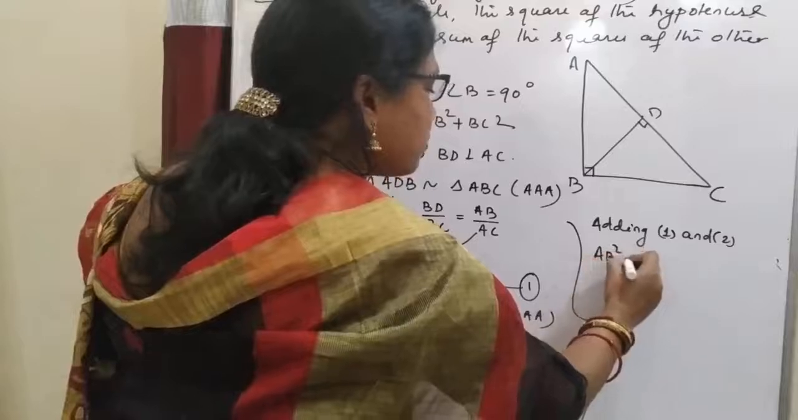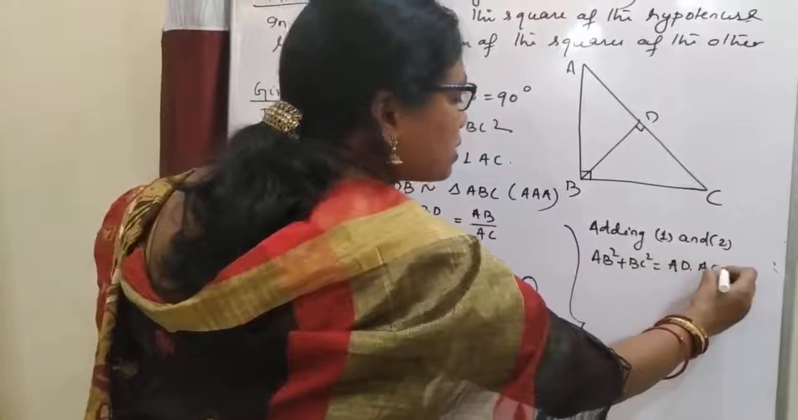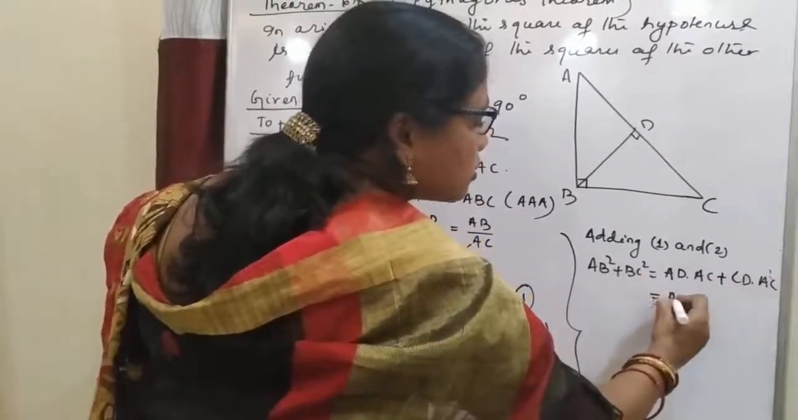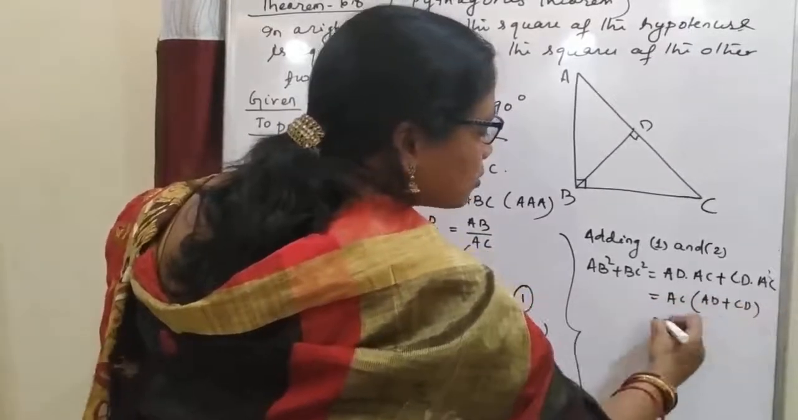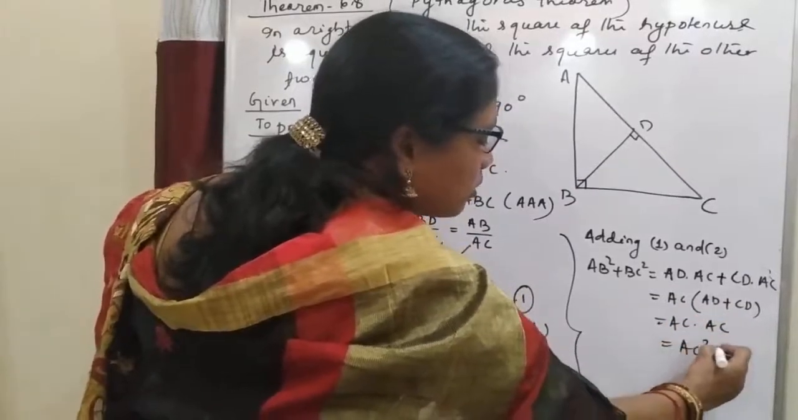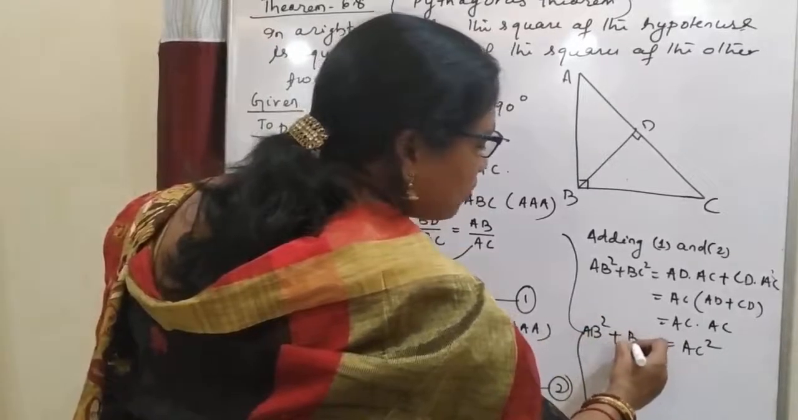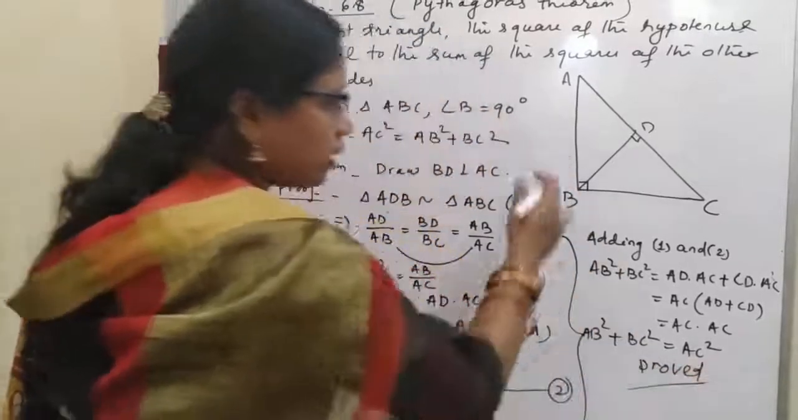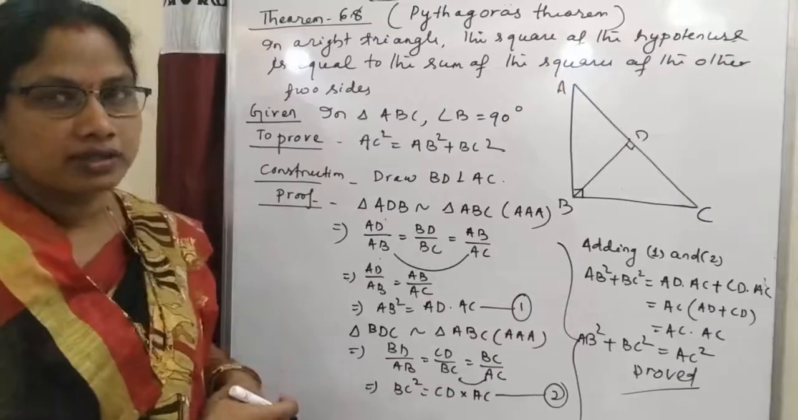AB square plus BC square is equal to AD into AC plus CD into AC. So this is equal to, AC is common, AD plus CD. So this is equal to AC into AC. So this is equal to AC square. So here on the left side, this is AB square plus BC square. So this is proved. So in this way, we can prove Pythagoras theorem by using the similarity of triangles.